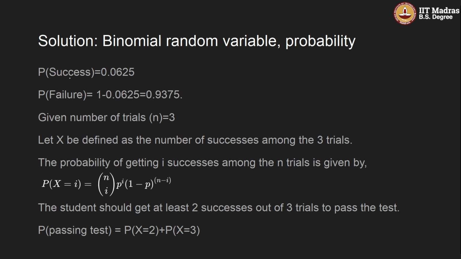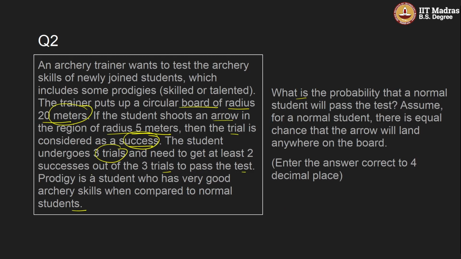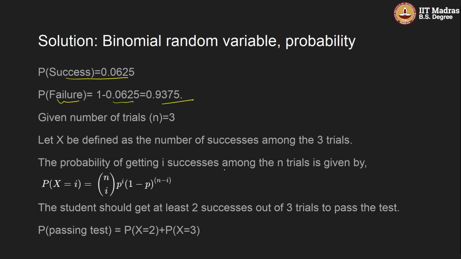Now we have calculated the probability of success. The probability of failure will be 1 minus the probability of success. Now, in the question we can see that the student undergoes 3 trials and needs to get at least 2 successes out of the 3 trials to pass the test. So the number of trials is 3.